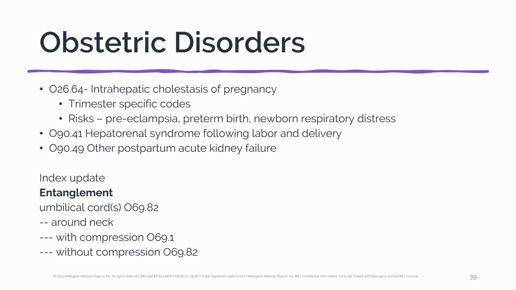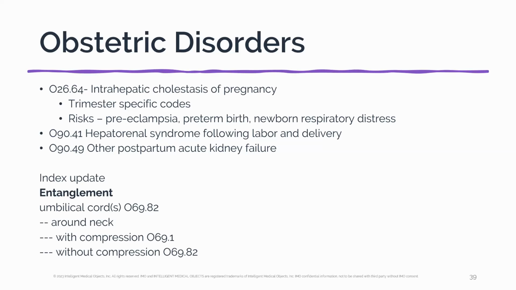O90.49. Hepatorenal syndrome, which is decreased renal perfusion and decompensated liver disease following labor and delivery, has a new unique code also. The index has been updated to reflect these changes. Another index change is for entanglement of the umbilical cord. Entanglement of the umbilical cord around the neck no longer defaults to with compression.